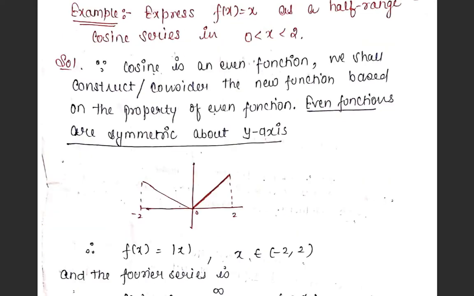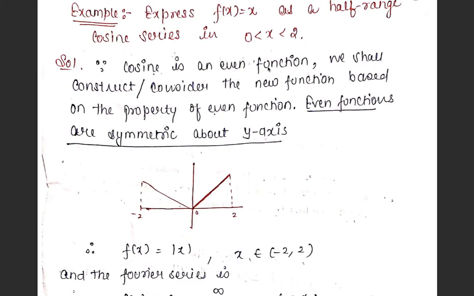Note that the same function can also be expanded as a half range cosine series, which is explained in this example. It says: express f of x equal to x as a half range cosine series in the interval 0 to 2. In the previous example, we expressed the same function as a half range sine series, but now we are going to express it as a half range cosine series.